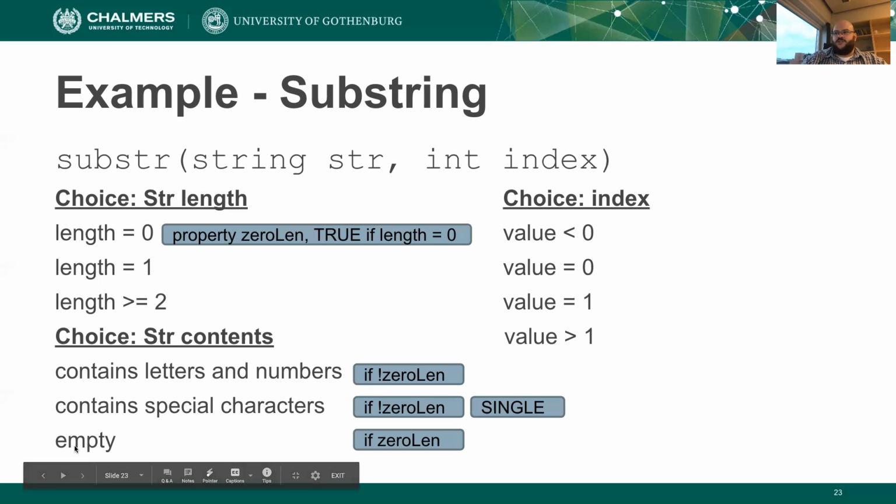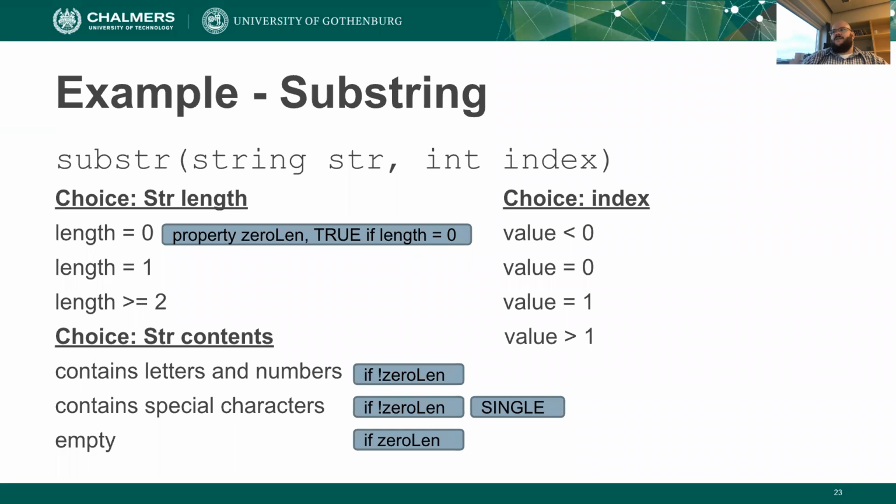If length is 1, we can't choose empty. And then we have some not the case here. So we can only choose contains letters and numbers if we don't select length 0 here. And we can choose contains special characters only if length 0 is not chosen. Does that make sense? I hope so.